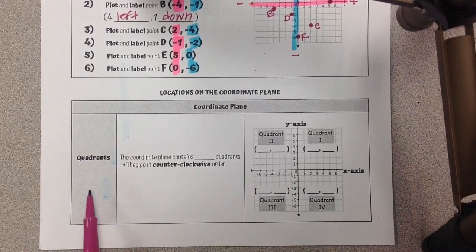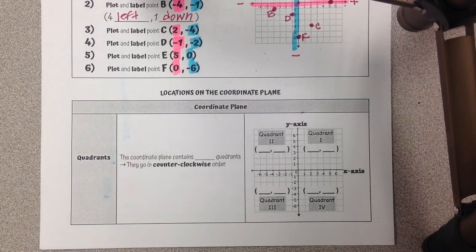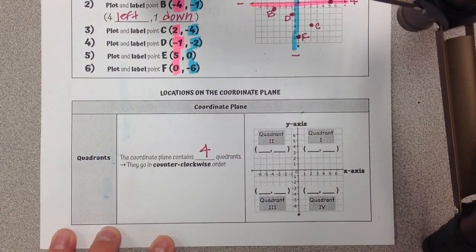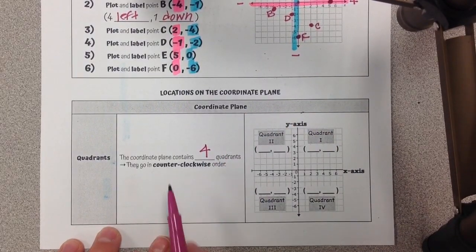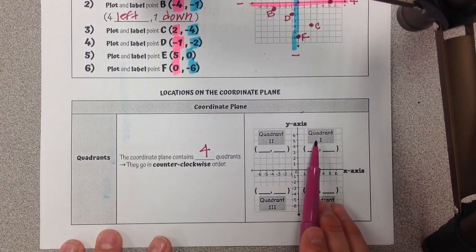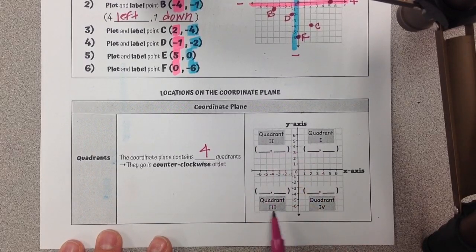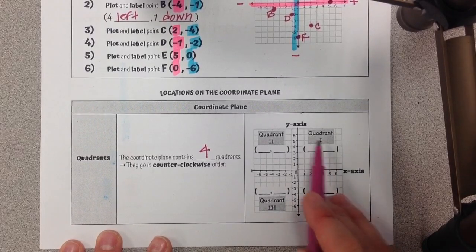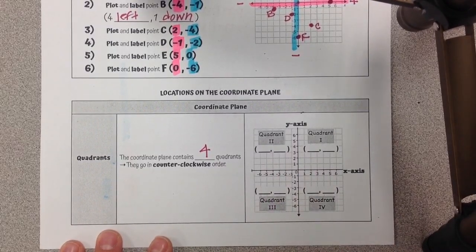Another vocabulary term to add is quadrants. The coordinate plane contains 4 quadrants. They go in counterclockwise order. So I have quadrant 1, quadrant 2, quadrant 3, quadrant 4. They're written as Roman numerals, so I, II, III, IV.